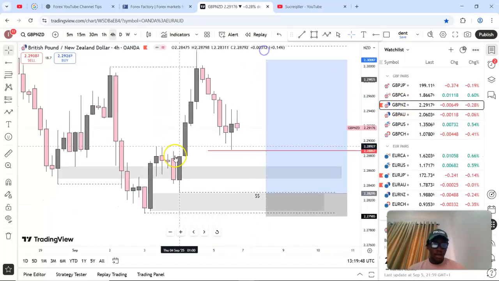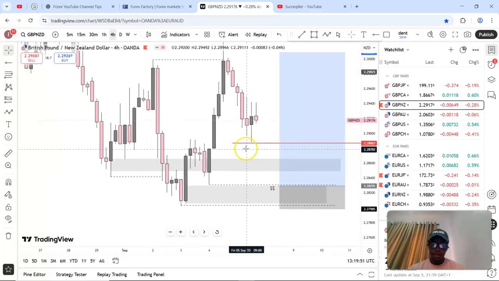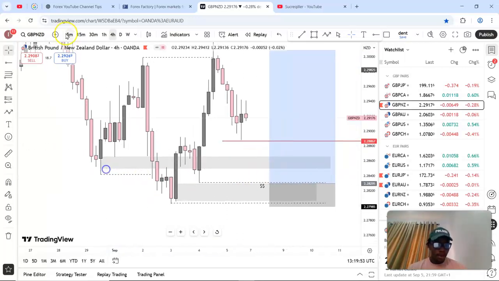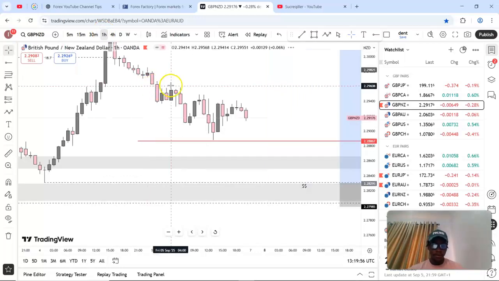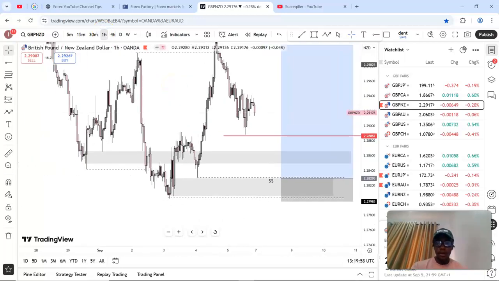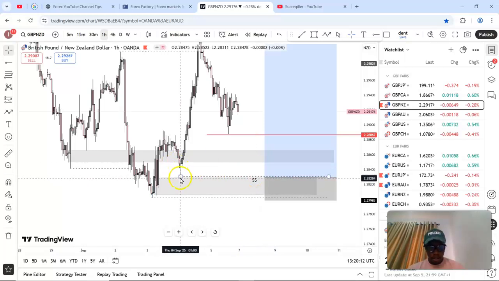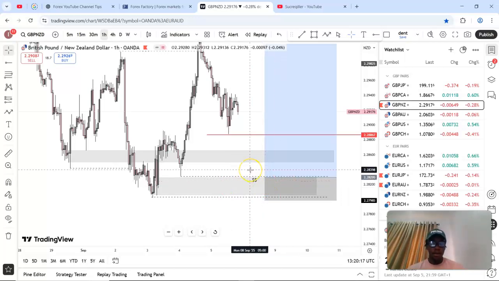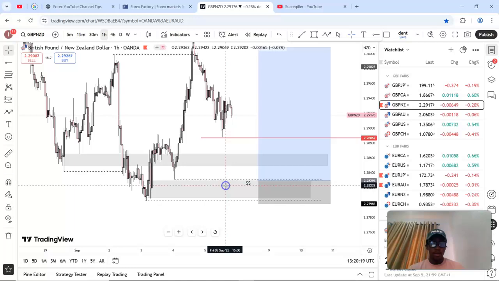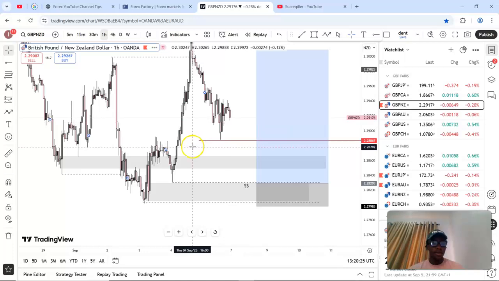I also have another pair here, GBPNZD. I'm looking for a buy on GBPNZD. Let me go to the 1 hour time frame. I have two zones here. This is the extreme and this part here is the failed order block. So I'm going to wait for this one. You know why? Because of this structural liquidity here, I'm going to wait for this extreme zone, but it's a low probability trade. So I'm going to look at the reaction first before I jump into the trade. I'm not going to set any limit order.